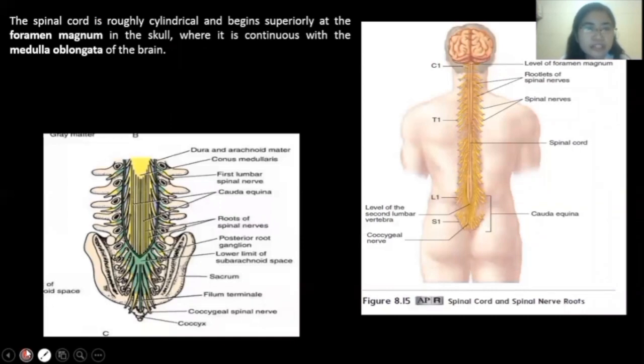The spinal cord is roughly cylindrical and begins superiorly at the foramen magnum in the skull, where it is continuous with the medulla oblongata of the brain. In addition, spinal nerves communicate between the spinal cord and the body. The inferior end of the spinal cord and spinal nerves exiting there resemble a horsetail and are collectively called the cauda equina.